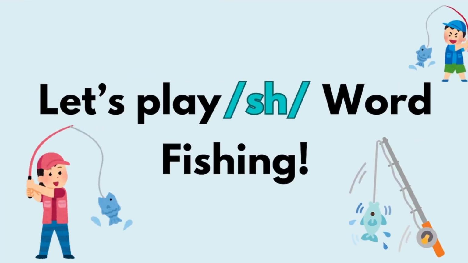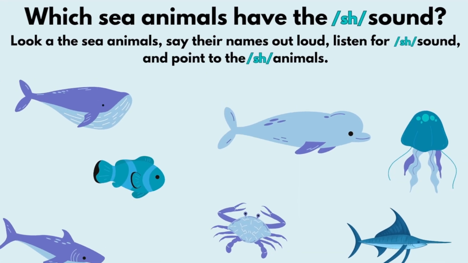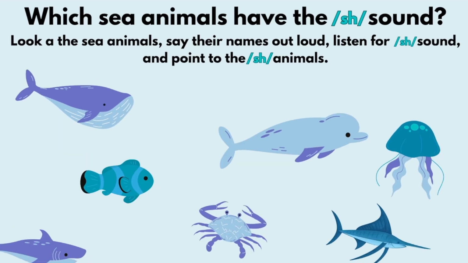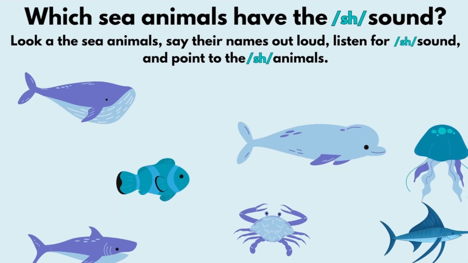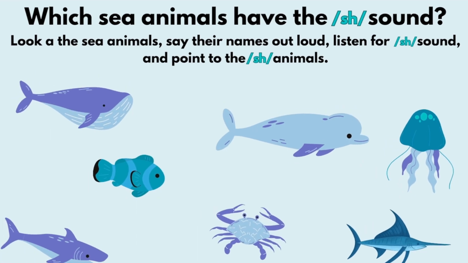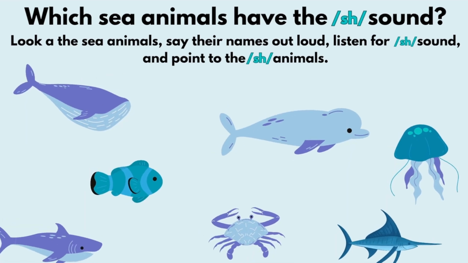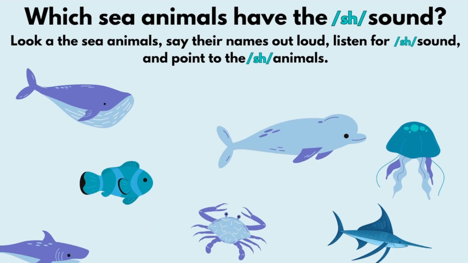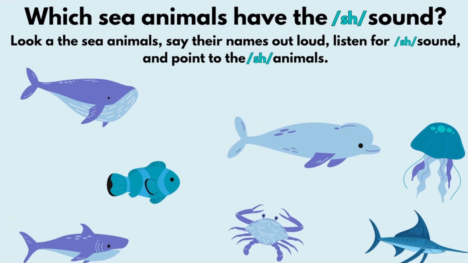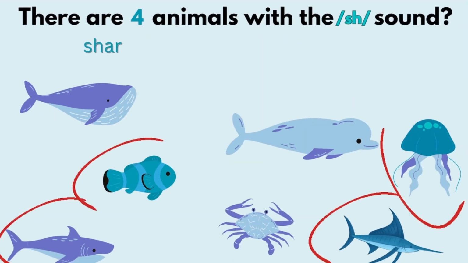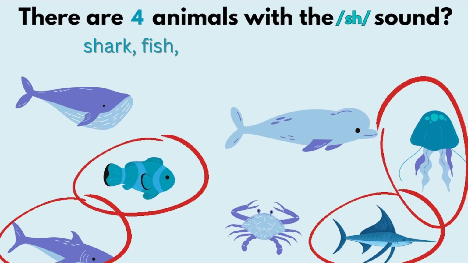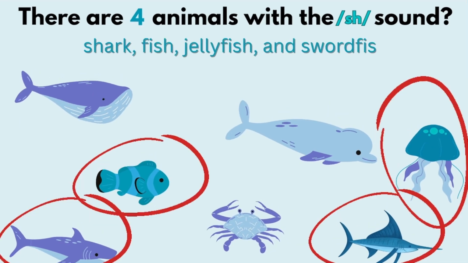Now let's play sh word fishing. Which sea animals have the sh sound? Look at the sea animals, say their names out loud, listen for sh, and point to the sh animals. Whale. Fish. Shark. Dolphin. Crab. Jellyfish. Swordfish. How many did you find? There are 4 animals with the sh sound. Shark, fish, jellyfish, and swordfish.